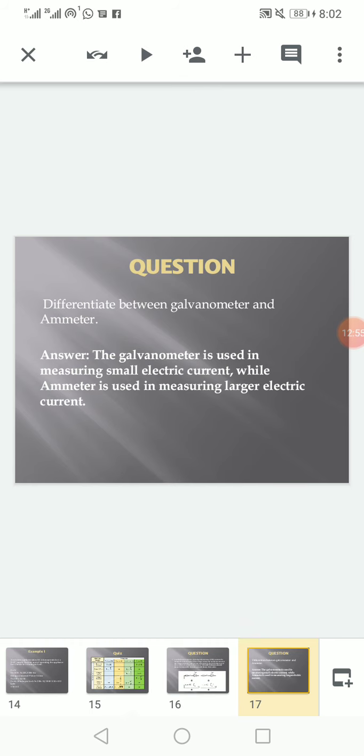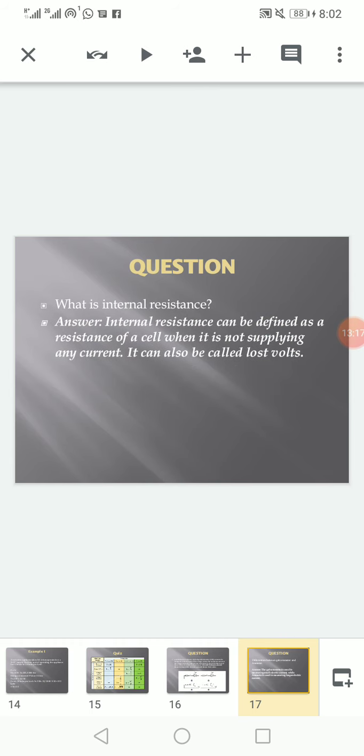Differentiate between galvanometer and ammeter. Basically, a galvanometer is used to measure small electrical current, while an ammeter is used to measure larger electrical current. If you want to measure electrical current in milliamperes, it is important that you use a galvanometer and not an ammeter. So a galvanometer measures small electrical current, while an ammeter measures larger electrical current.